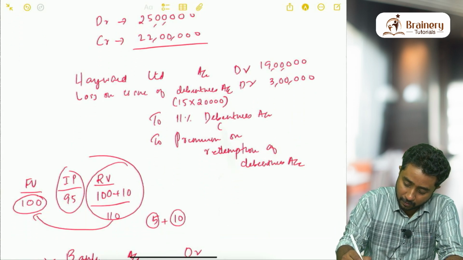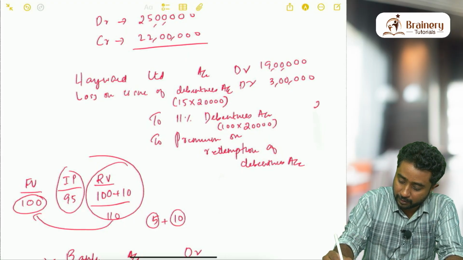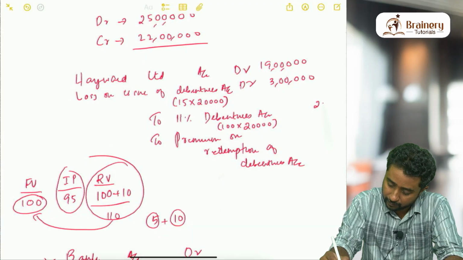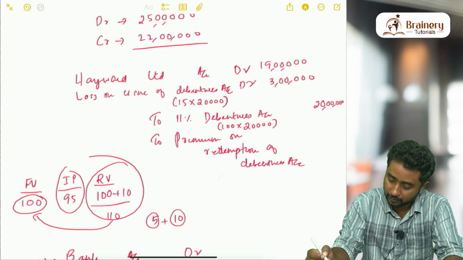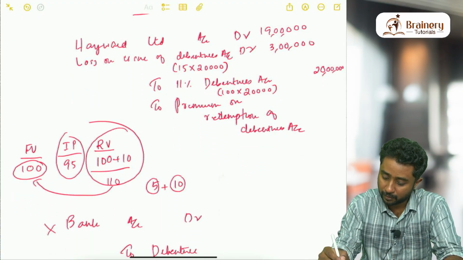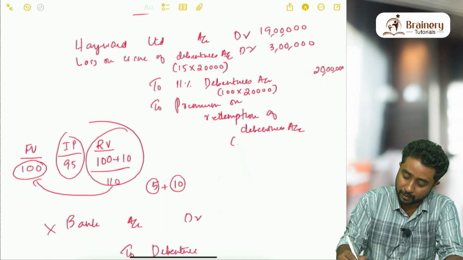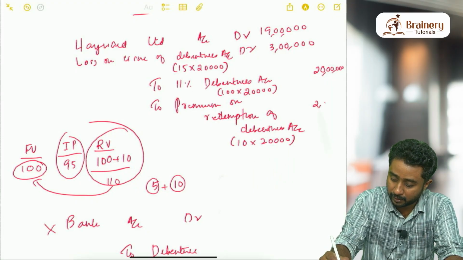11% debentures account, face value of each debenture should go, which is 100 rupees. So 100 into 20,000 we will get 20 lakhs. Premium on redemption, we are going to get how much? What is the premium on redemption? 10 per debenture into 20,000 debentures. So we will be getting 2 lakhs.